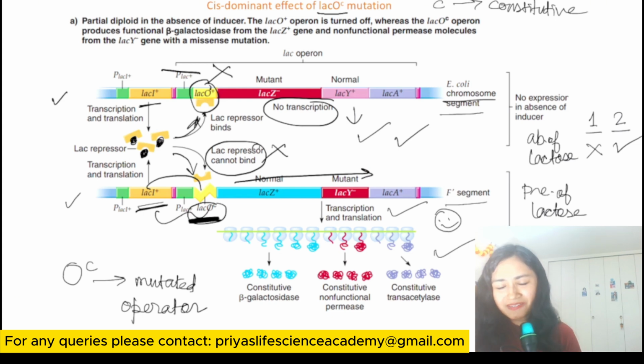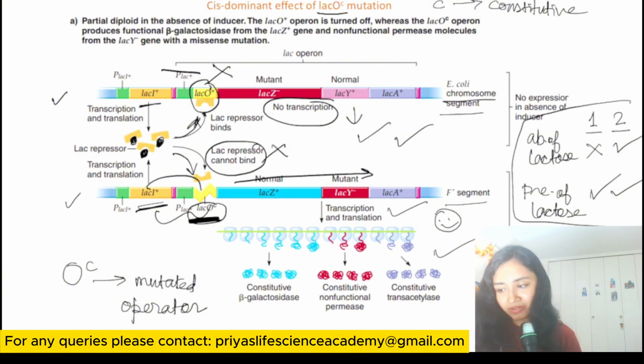So it doesn't matter whether lactose is present or not, the second chromosome will always be on. This is known as constitutive expression. So in the presence of lactose, the first chromosome will be turned on and the second is always turned on. So this is the scenario. You have to understand these factors.